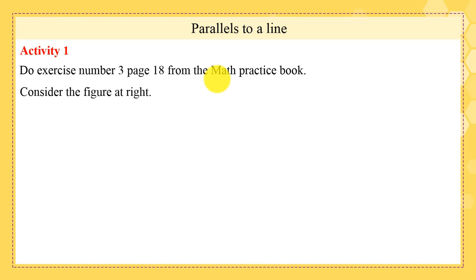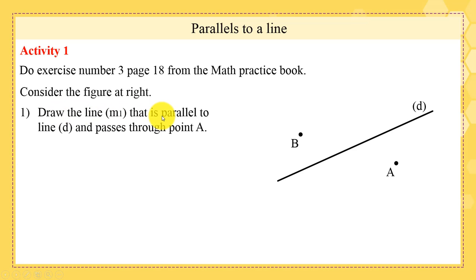Let's work together. Consider the figure at right. Given this figure, draw the line M1 that is parallel to line D and passes through point A. Let us remember, as we have explained before, how to draw two parallel lines. The first way is we bring the set square, place it on line D and reach it to point A. Then bring another ruler, put it on the other side of the set square, move the set square downward to reach point A and draw line M1 parallel to line D.